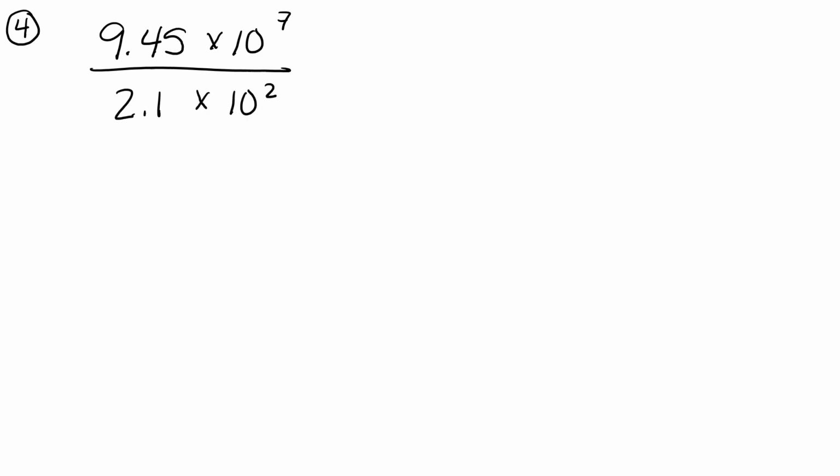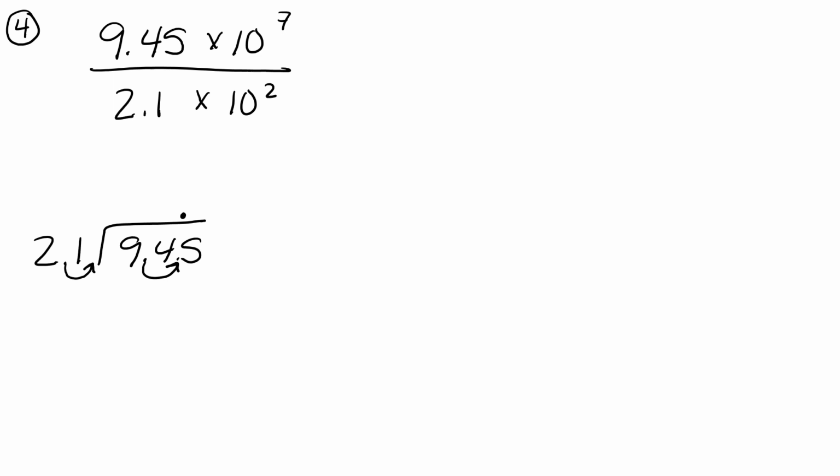For number 4, we're going to have the number 9.45 times 10 to the 7th divided by 2.1 times 10 to the 2nd power. We're going to start by dividing our numbers, 2.1 into 9.45. When we're dividing decimals, it's been a while since we've done this, you move the decimal point so it's at the back. And what you do to one side, so we moved that one time to make it 21, so we moved that decimal point one time to make it 94.5. And then we move the decimal point straight up in our answer.